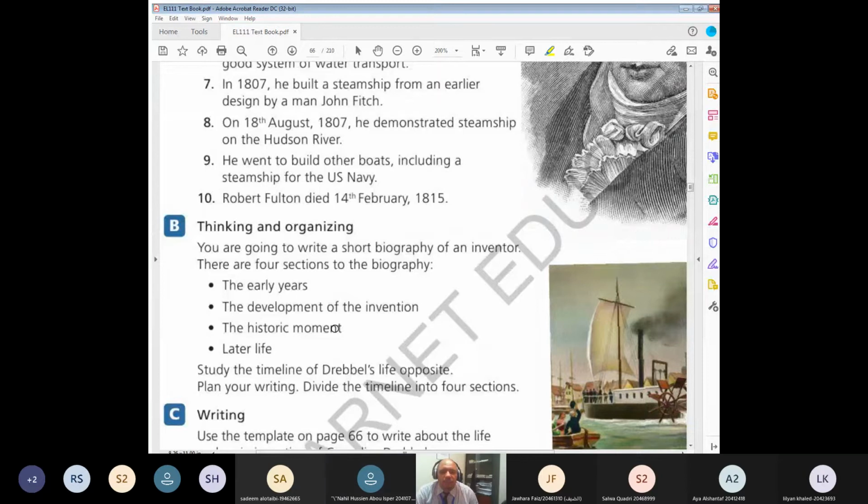Okay. Thank you, Doctor. Remember in the previous sentence, we spoke about a steamship. When you mention a noun for the second time, you normally precede it with "the." You add "the" before it. So it should go this way: On August 18th, 1807, he demonstrated the steamship on the Hudson River. Okay. 9.